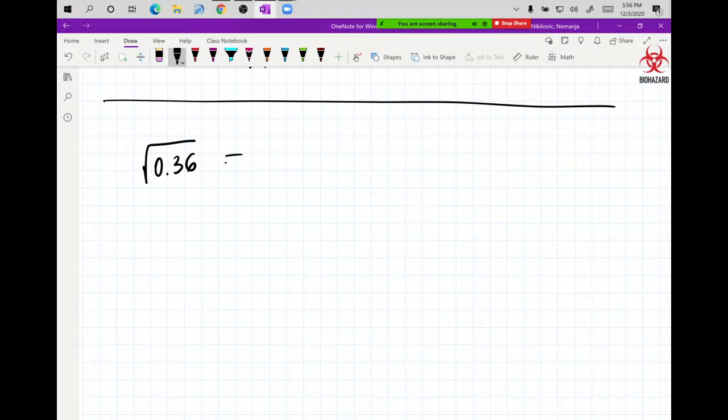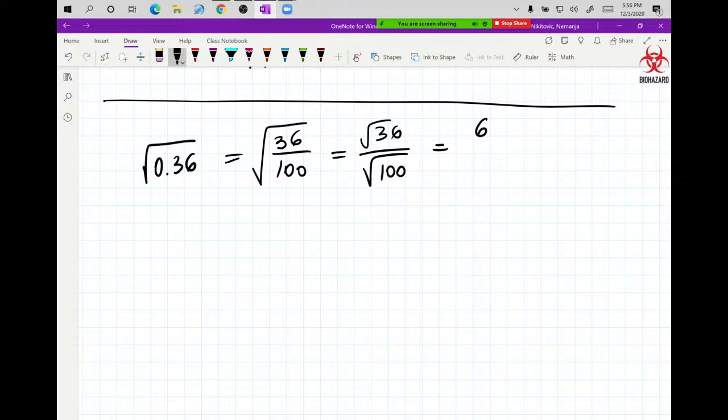So you immediately convert this into 36 over 100. And this is what I said, right? When you have a decimal number, all you need to do is to count the number of decimal places and put that many zeros in the denominator. That's all it is. And now the entire problem is immediately simple. Square root of 36 divided by square root of 100, which is the skill we just talked about. You get 6 over 10, which is 0.6.